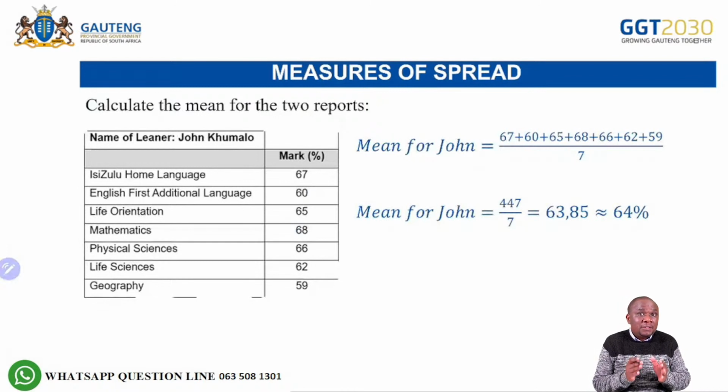But if we look at the marks for John and the marks for Lerato, did they perform the same way? Did they perform at the same level? Definitely their marks are not the same, but the mean is giving us a picture that these two learners performed the same way. Because the mean for Lerato is 64%, the mean for John is 64%. Let's check their medians and see.